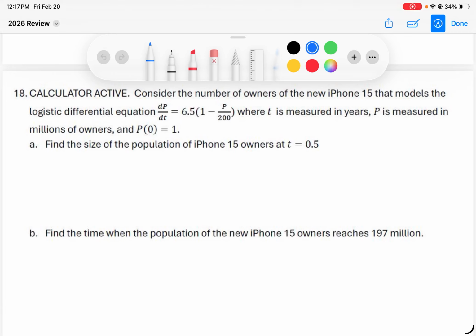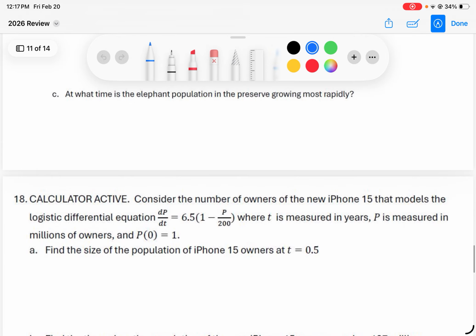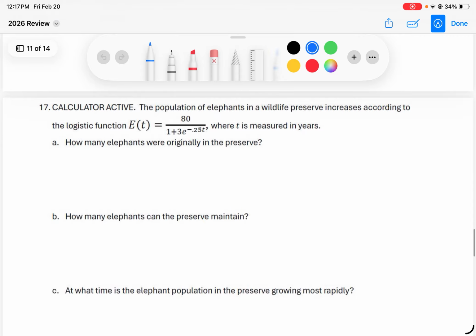All right, guys, in this quick video, we're going to do the FRQ style questions on this review. They both have to do with logistic growth. Number 17, calculator active, says the population of elephants in a wildlife preserve increases according to the logistic function E of t is equal to 80 over 1 plus 3 e to the negative 2.5 t, where t is measured in years. How many elephants were originally in the preserve?